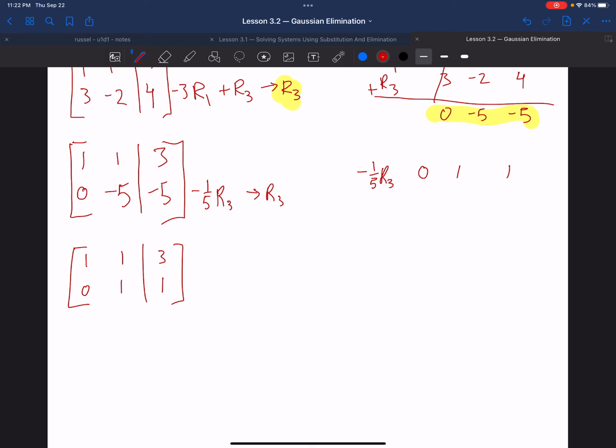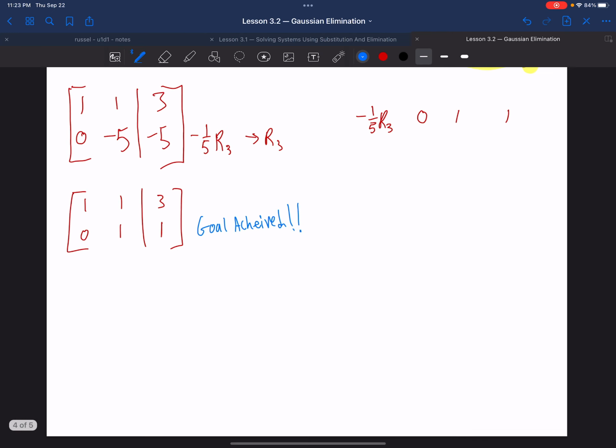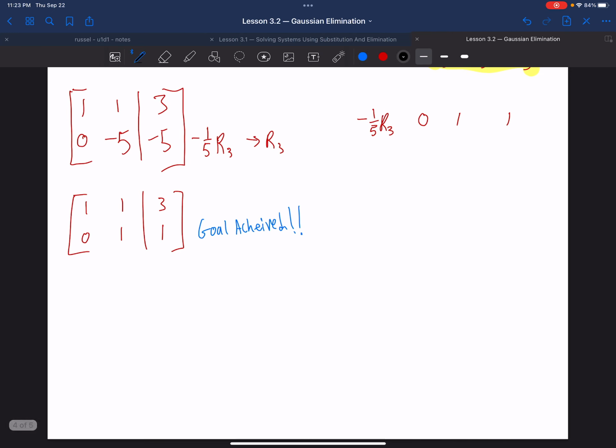Now, we have put this into sort of Gauss-Jordan form. We've put it in row echelon form, which means we can now convert this matrix. I'm going to say goal achieved. We are now going to convert this matrix back into a system of equations. So let's do this. Convert back into a system of equations.